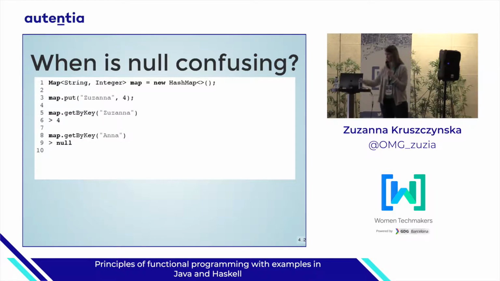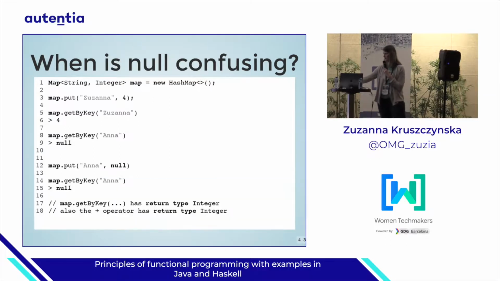But now let's break it a little. What happens if you put in the map Anna and null as its value, which you can do in Java because every object can be null as well. So here integer can be null. Now we call again getByKey Anna, and we get null again. But now we know that underneath there was a different reason for that null. But we'll never know it from outside because the value is exactly the same.